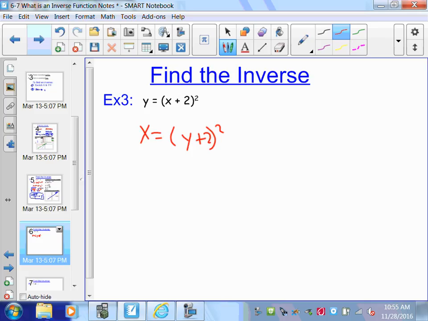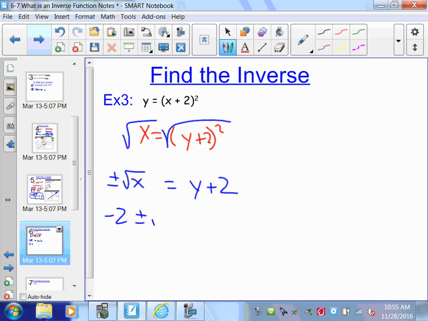Nope. Boiling is too messy. Square root it. Yes. But don't forget to put plus or minus. So it goes plus or minus root x equals y plus 2. Subtract 2. So if you put the 2 left to the right, I'm going to put the 2 in front because some folks write it so it looks like the 2 is under the root. So I'm going to put the 2 in the front, so it's negative 2 plus or minus the root of x is equal to y.